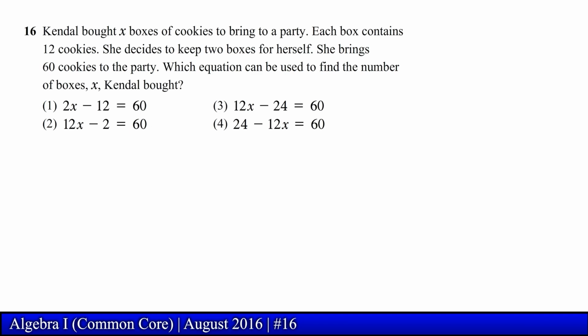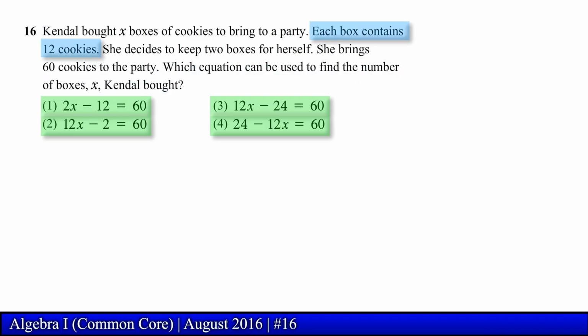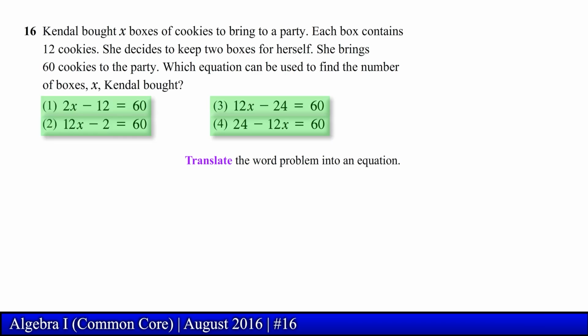In this problem, we are asked to determine which of the 4 equations given can be used to determine the number of boxes that Kendall bought, knowing that each box contains 12 cookies. She kept 2 boxes for herself, and, in the end, she brings a total of 60 cookies to the party. The best way to solve this problem is by translating the word problem into an equation and matching our equation with one of the options.